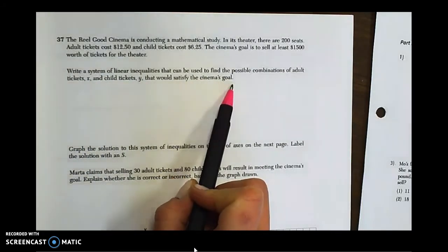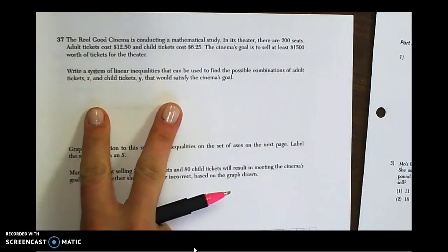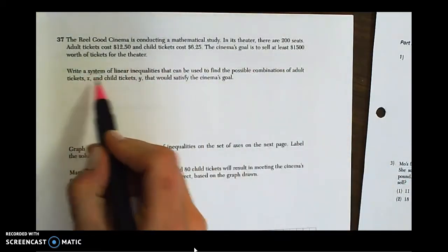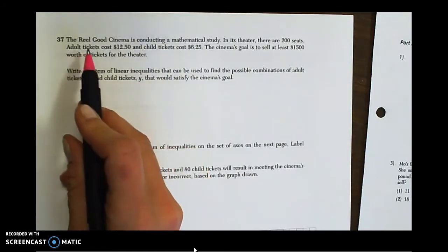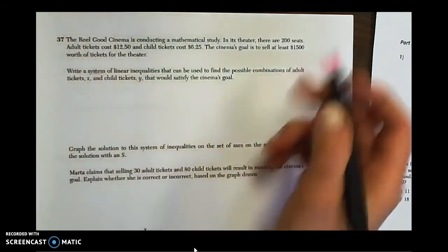All right, so let's stop there. So we want a system. So a system means there's going to be two equations. Adult tickets are X, child tickets are Y. So let's go back to the original question and let's see if we can find the key information here.